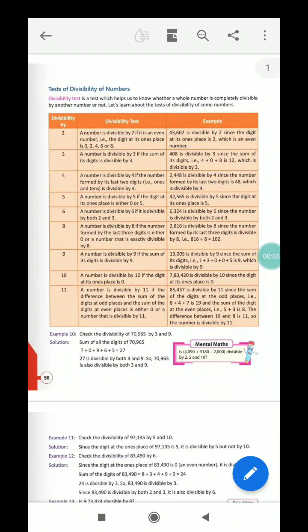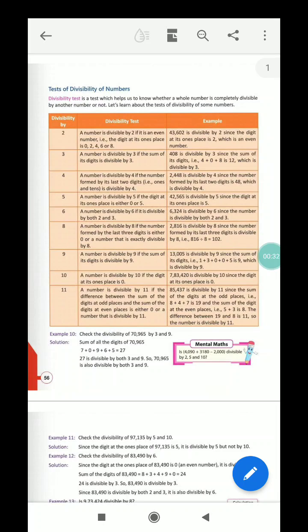We are doing class 5 mathematics, chapter number 5, factors and multiples. We have already started the chapter and completed exercise number 5.1. Today, we are going to start the explanation part of exercise number 5.2. Here, it is said that test of divisibility of numbers.